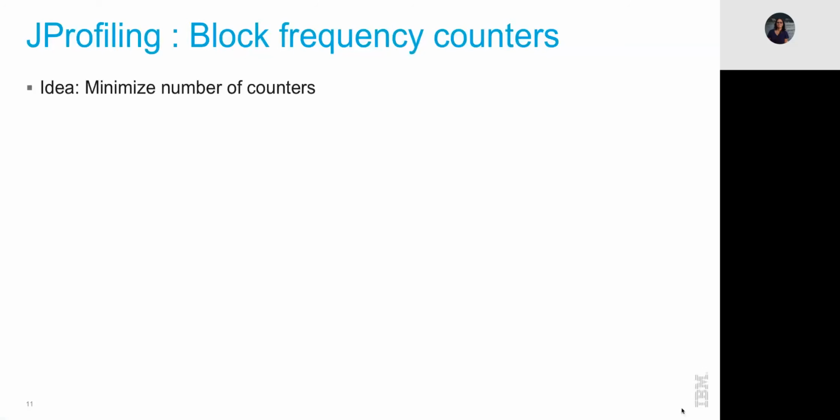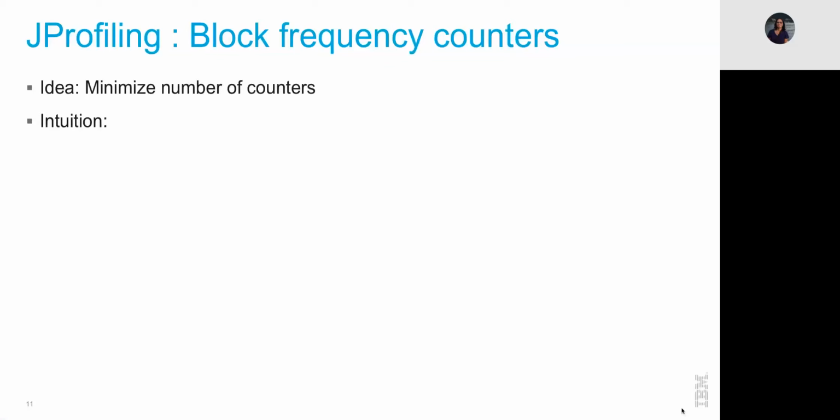Well, one of the main problems JProfiler had was that it fills the method body with instrumentation code. It has counters on all the blocks to get the code frequency. JProfiler tries to minimize these counters. How does it do that?